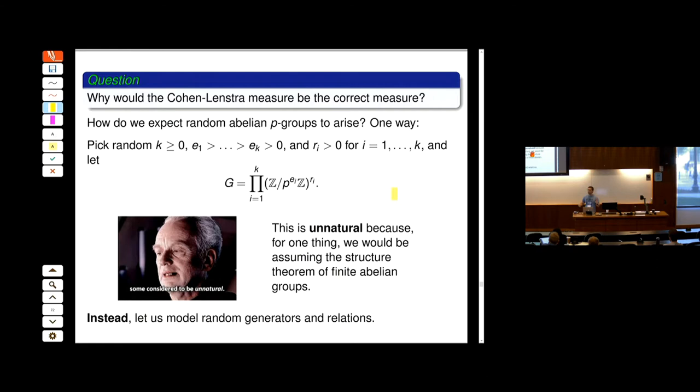And then you spend all this time developing Sylow theorems and this and that to prove something of this sort, right? So we are assuming a lot of knowledge, and the way we organize our groups now according to our structure theorem, it's sort of not the way groups should appear in nature, okay? So instead, what we're going to do is model random generators and relations.